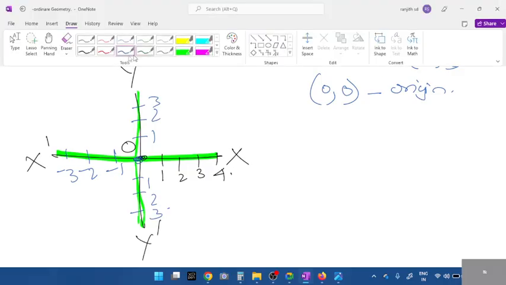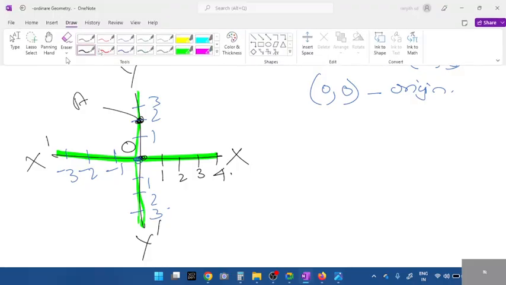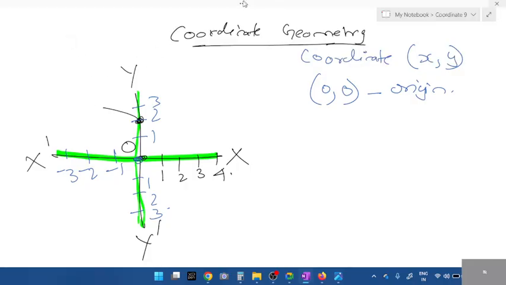Okay, if I plot a point, let me say on this point A, where is this point lying? On which axis? Y axis. Is that point touching x axis? No. Therefore, the x value will be 0. What is the answer for this point? 0, comma 2. Remember this.